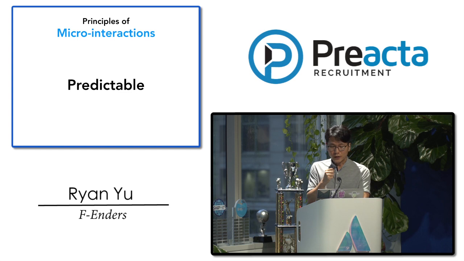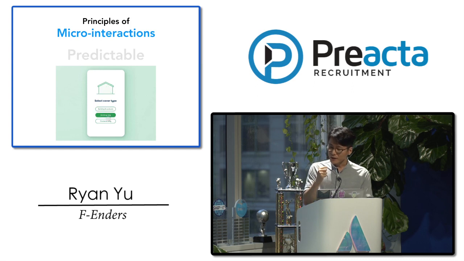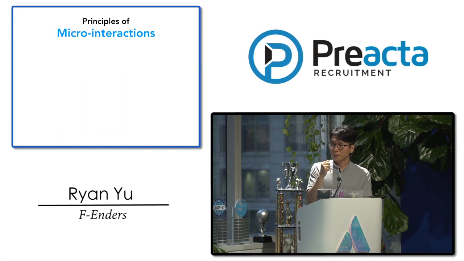Predictable. When we build micro interactions, we should make them very predictable. From this example, when we click on one of the buttons, the animation provides a very predictable graphic. For example, when I click on the contents only button, it really gives us the contents only graphic, excluding the building graphic. So micro interactions should deliver what they promised to deliver, and it gives users a better web experience while using web components.